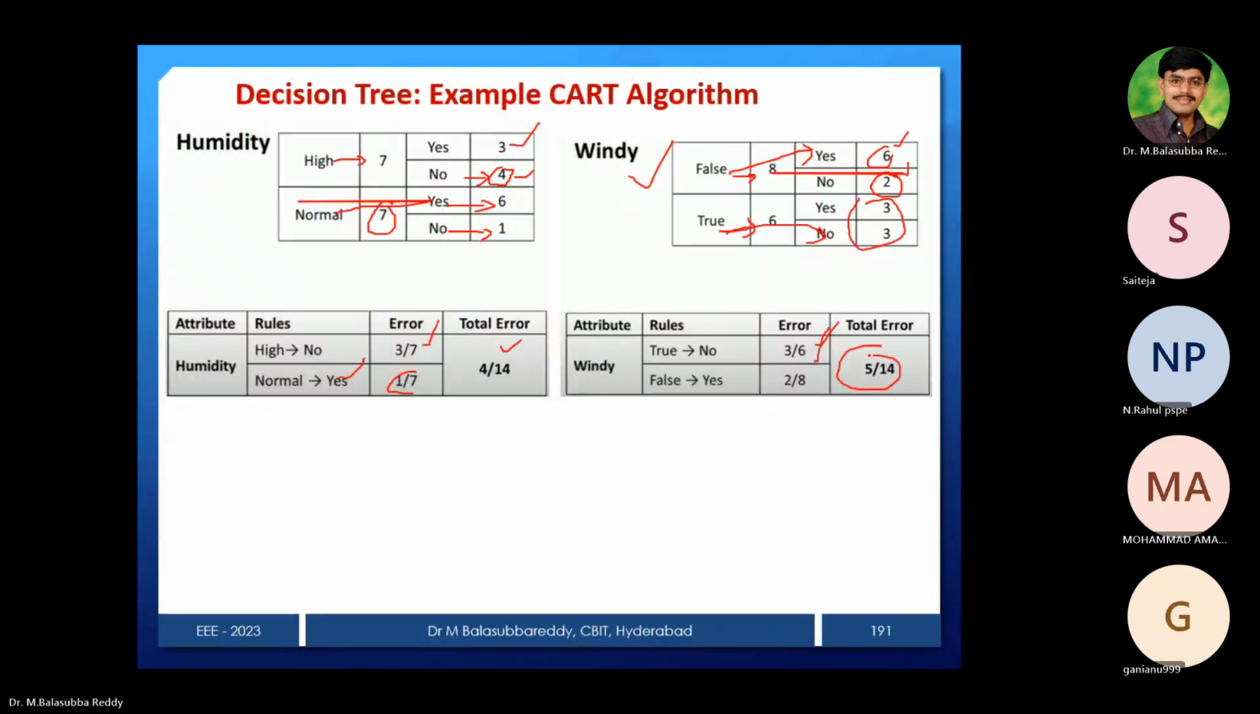Then your error will be 5 by 14. Now your error is 5 by 14. Now you take it from all the attributes. First attribute is outlook; we got 4 by 14. If it is taken as the root node, error is 4 by 14. Temperature as the root node is 5 by 14. Then humidity is 4 by 14, and windy is 5 by 14.